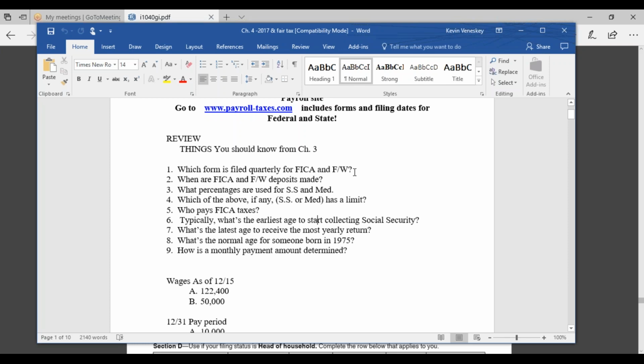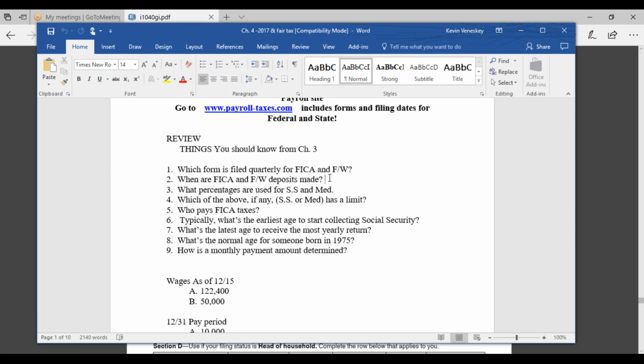The things that I think are important that you get out of this class, and that will definitely be on the final. So which form is filed quarterly and that you submit your FICA and federal withholdings with? That would be the form 941. When are your FICA and withholding deposits made? Remember, that is depending on your look back period.